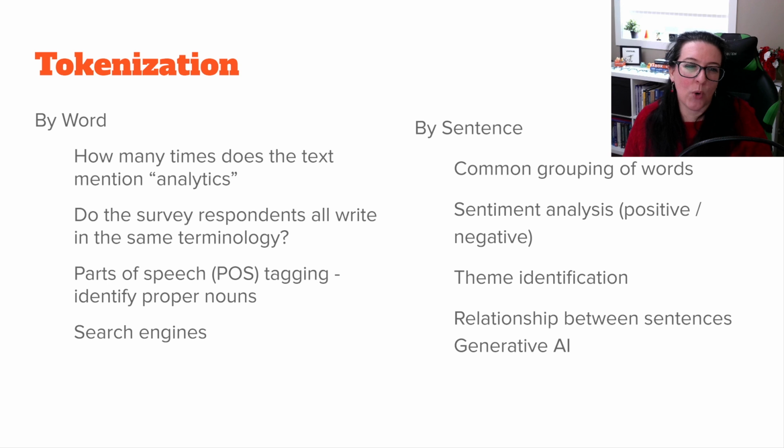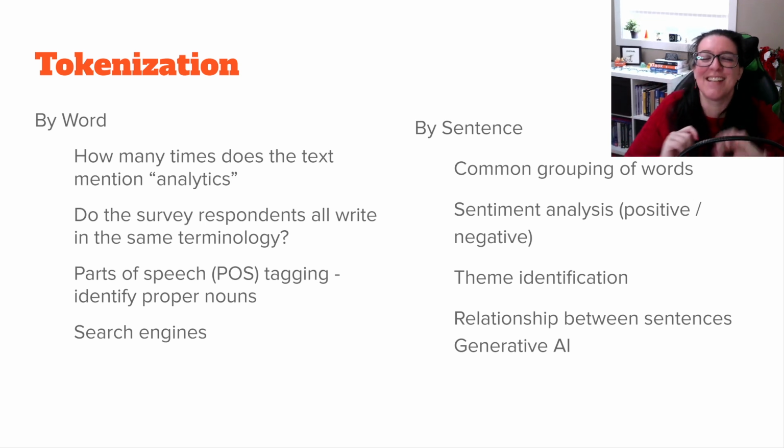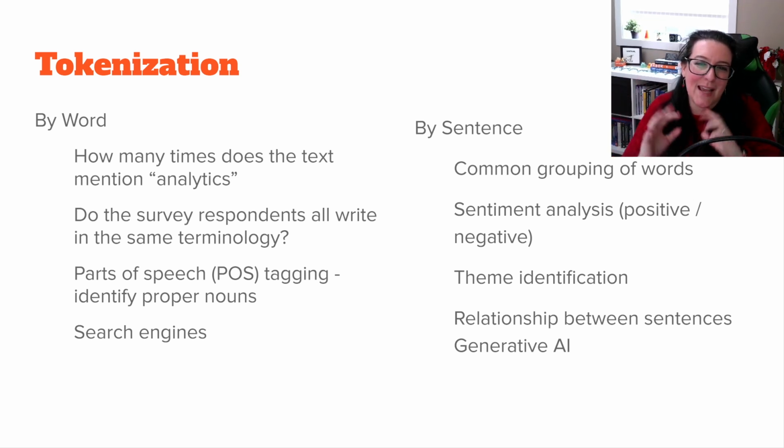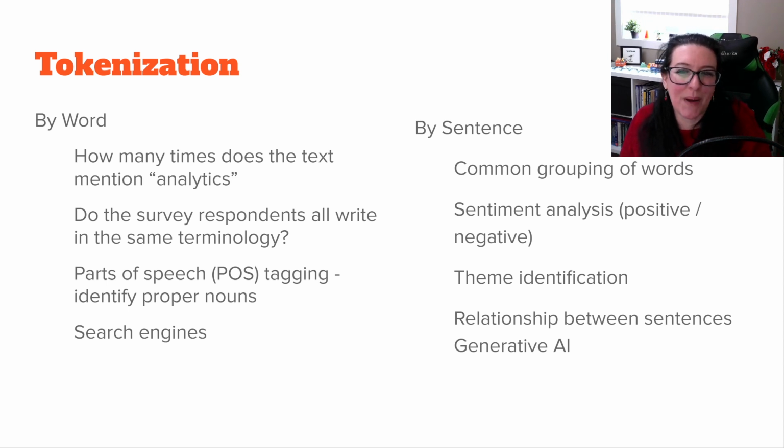When we tokenize by word, we can also do parts of speech tagging, or POS. This is going to help us identify proper nouns, so names, places, people, so that we can separate out those proper nouns from, say, verbs and more general nouns. When we do tokenization by word, we can use that for things like search engines. So as we're looking for keywords, we can then search the text and data once it has been tokenized. We can also tokenize by sentence. So we can look at common groupings of words.